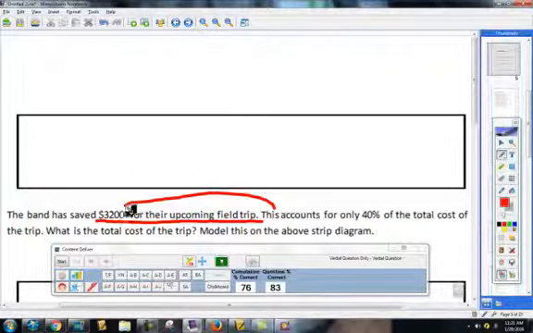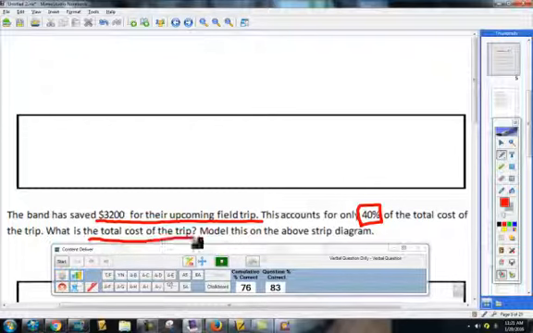This, meaning this, accounts for only 40%. Do you think that 40% is important? Yes. Okay, so this accounts for only 40% of the total cost of the field trip. We want to know what is the total cost of the trip. Model this on the above strip diagram.